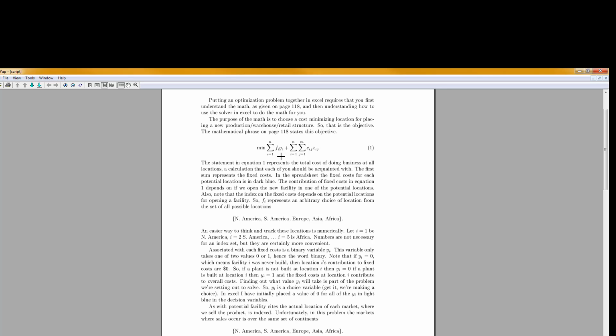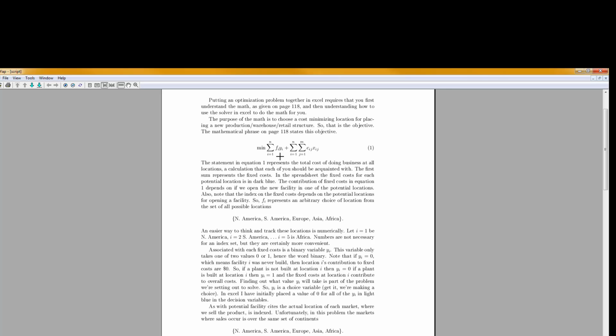Associated with each fixed cost is a binary variable y sub i. This variable only takes one of two values, 0 or 1, hence the word binary. Note that if y sub i equals 0, which means facility i was never built, then location i's contribution to fixed costs is 0. Essentially, they wash out of the equation. So if plant i is not built at location i, then y sub i equals 0.